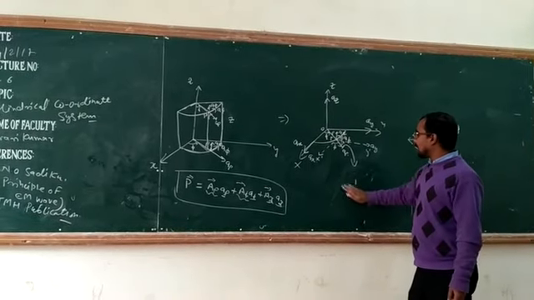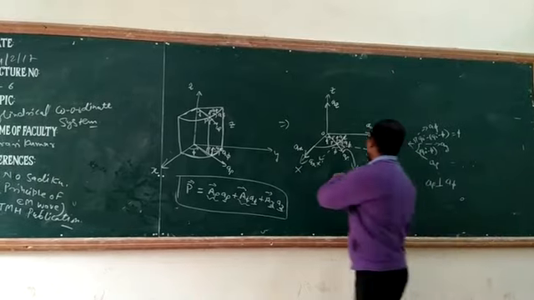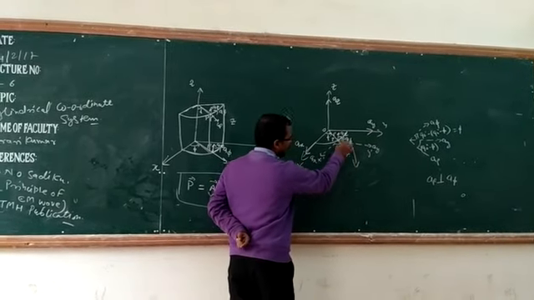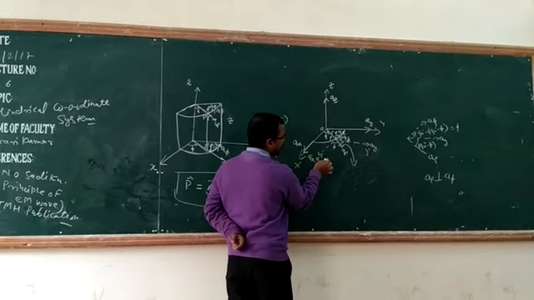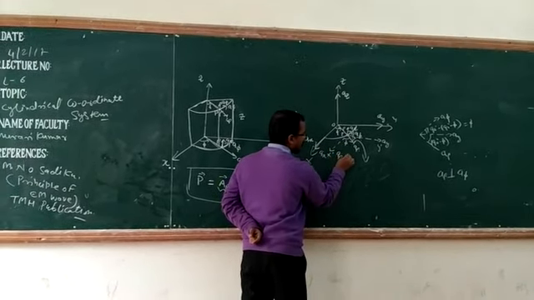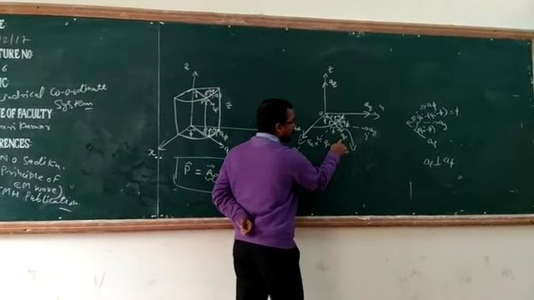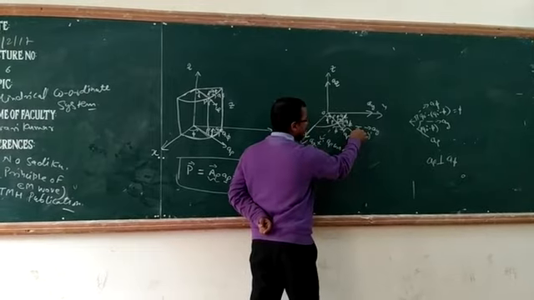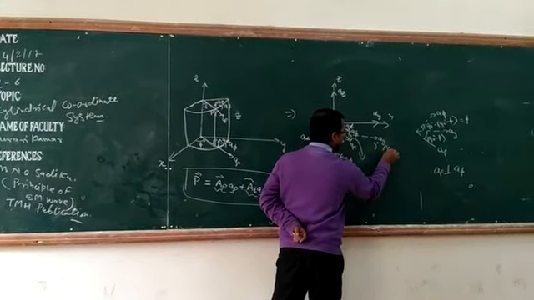Now resolve with the help of the vector. Here, when A rho moves towards AX, its component becomes A rho cos phi, and when A rho moves towards AY, then its component becomes A rho sin phi.